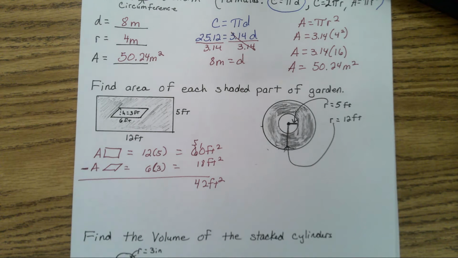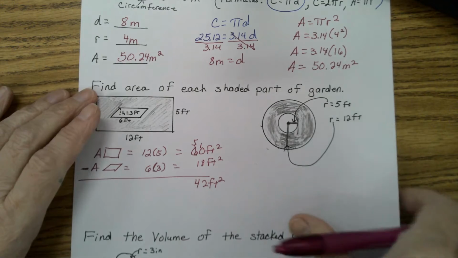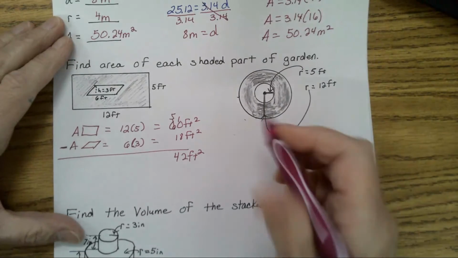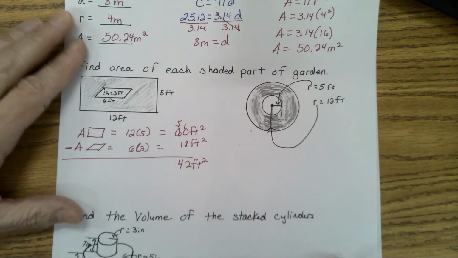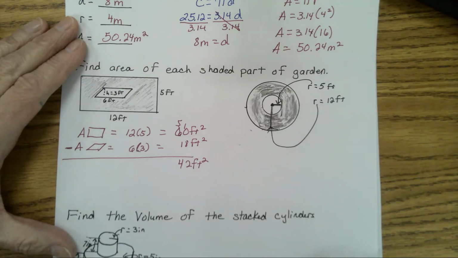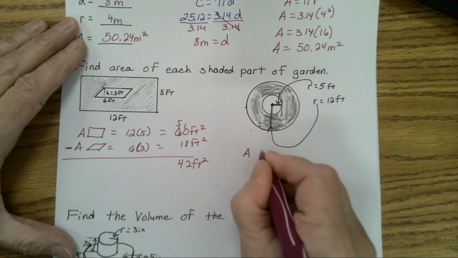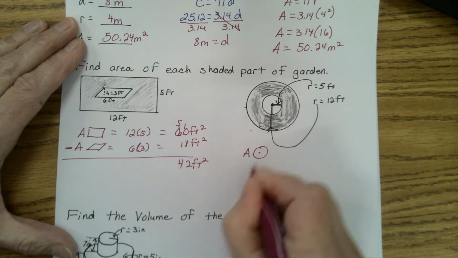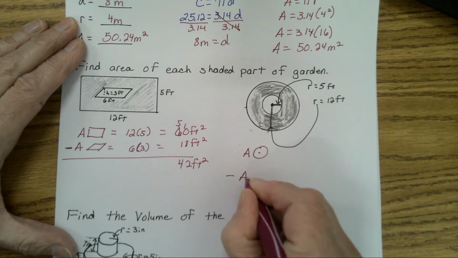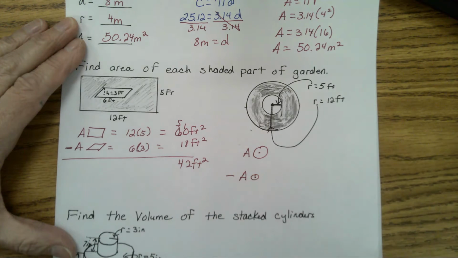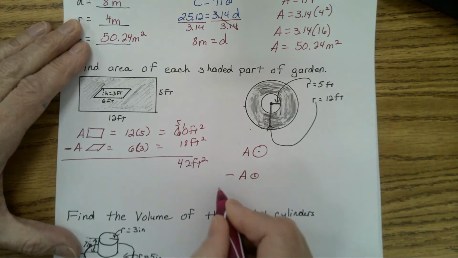Okay, in the next problem, it looks sort of like a record, but they're gardens. They're just a rectangle garden with a parallelogram in it, and this is a circular garden. Now, we have to find the area of the big circle minus the area of the little circle, and that'll give us the shaded part. So I have the area of big circle minus area of little circle. Okay? Pi r squared. Here we go.